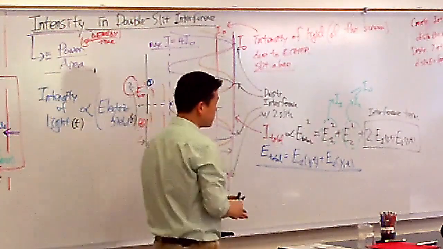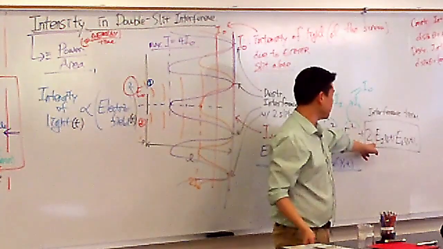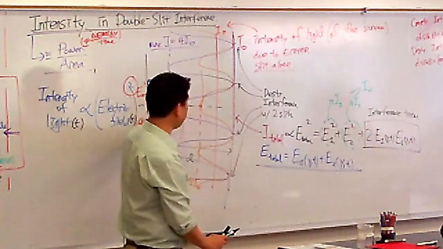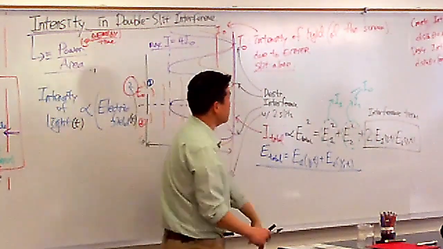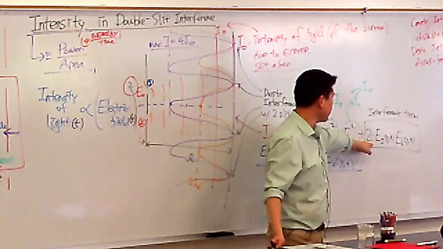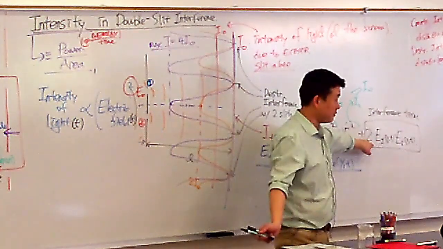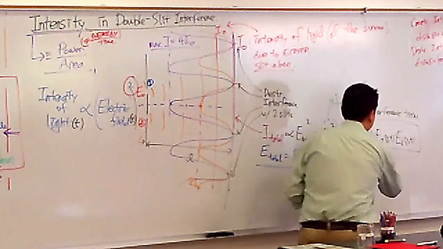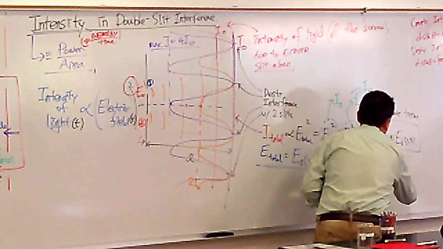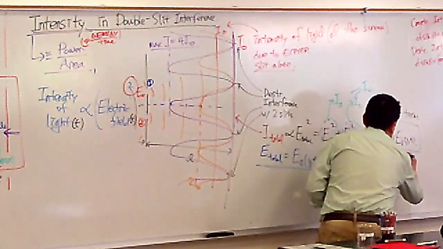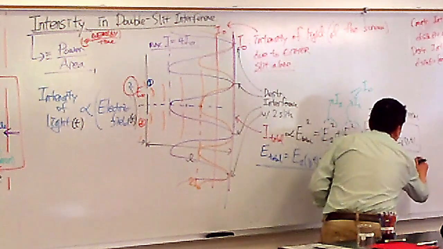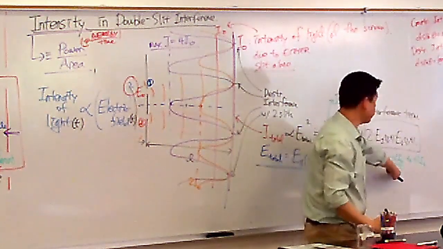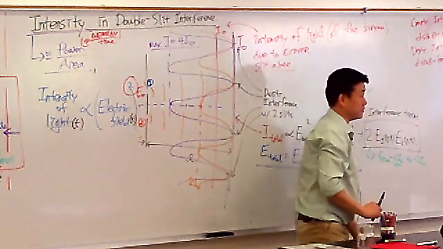At some places, this will be as large as plus 2I naught. That's where you get 4I naught. In some other places, this will be as small as minus 2I naught. So this leads to a range of values from minus 2I naught to plus 2I naught. So this is where you get destructive interference. This is where you get constructive interference.